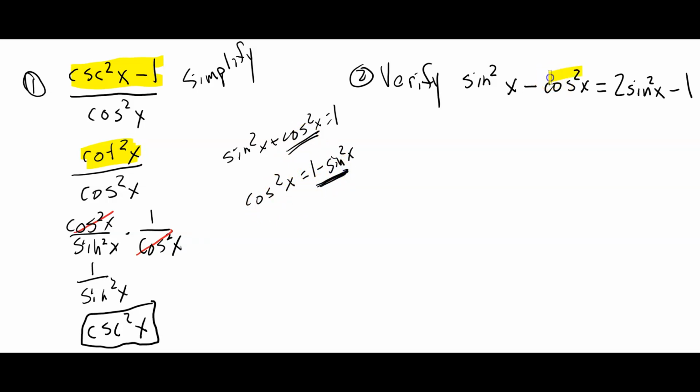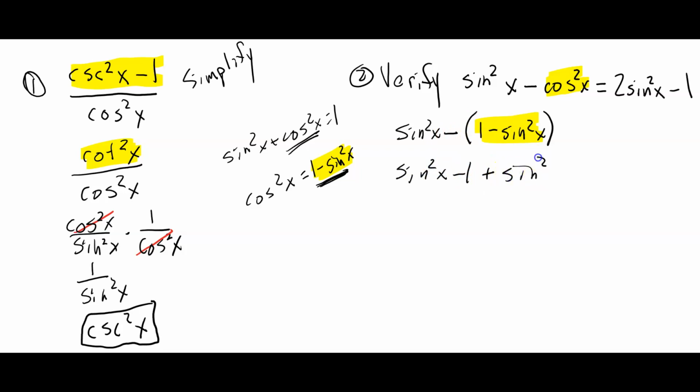So I'm going to take out this cosine squared x, and I'm going to replace it with 1 minus sine squared x. So now I have sine squared x minus, I'm going to put this in parentheses, 1 minus sine squared x. Okay, I took out the cosine squared x, I replaced it with something that it's equivalent to. Then if I take away my parentheses, I get sine squared x minus 1 plus, because I have to distribute that negative, sine squared x.